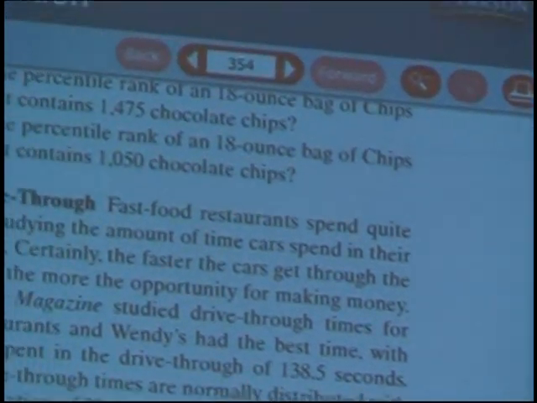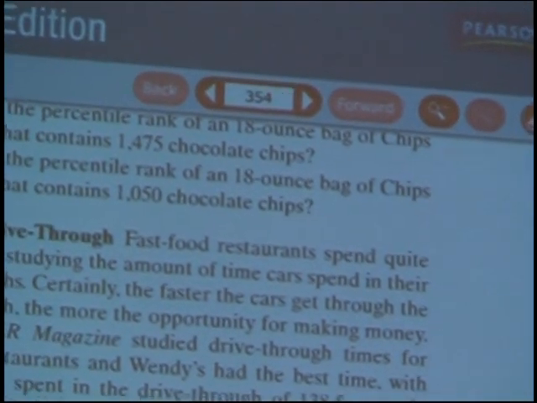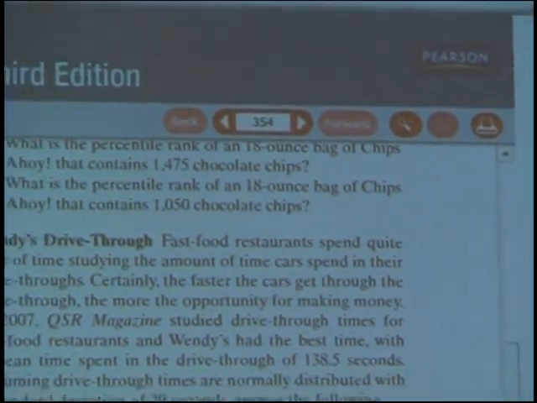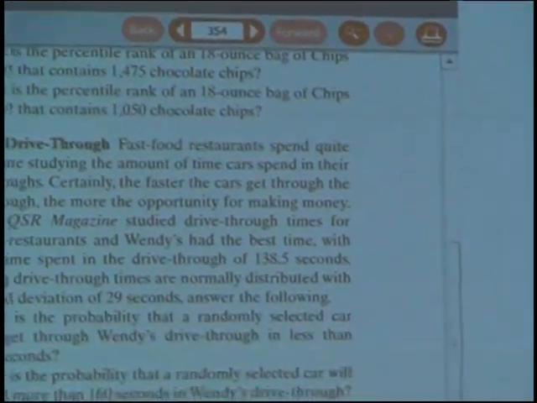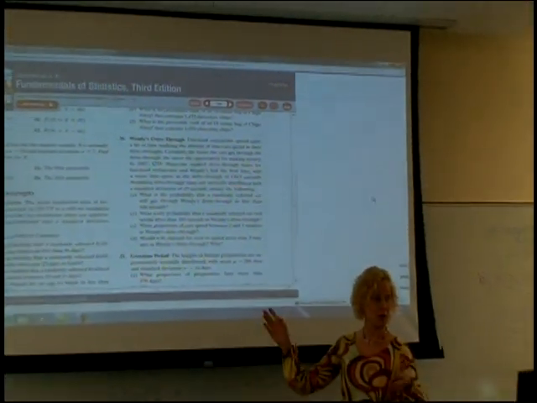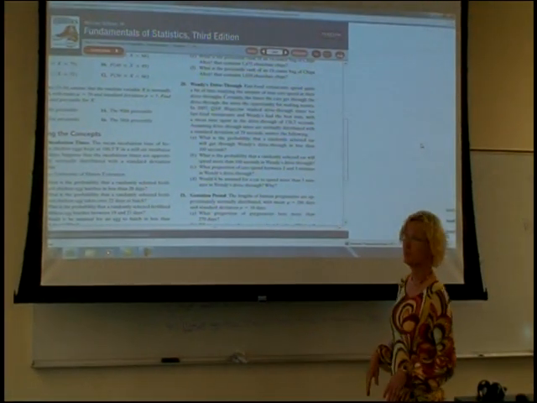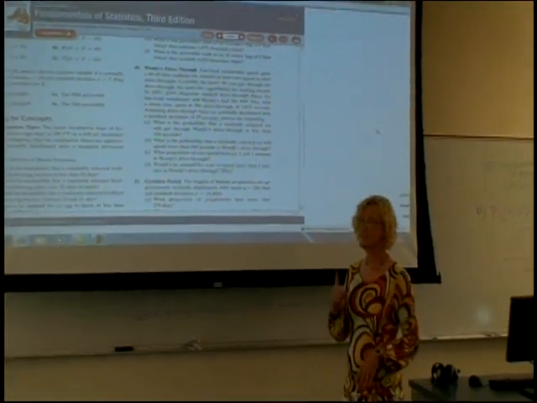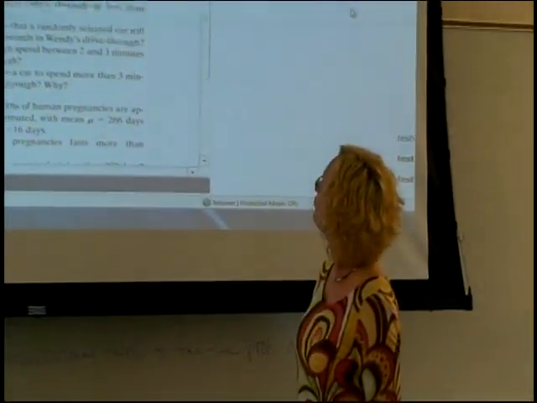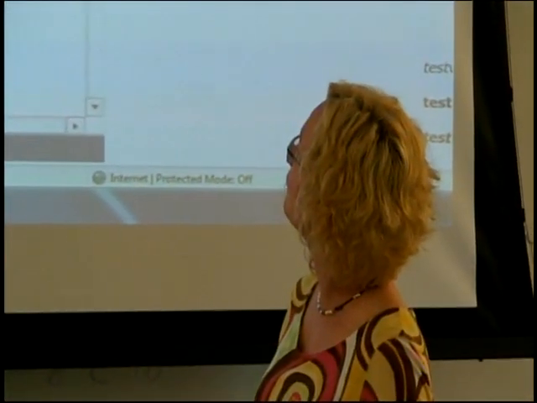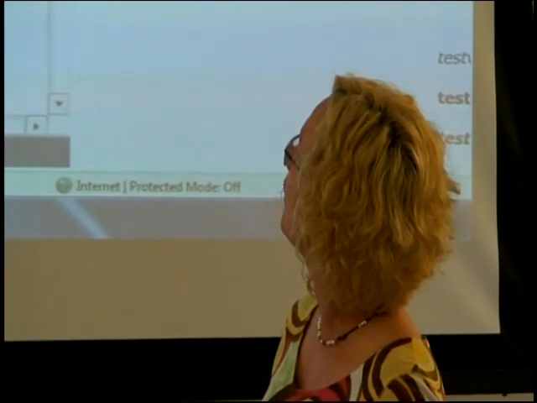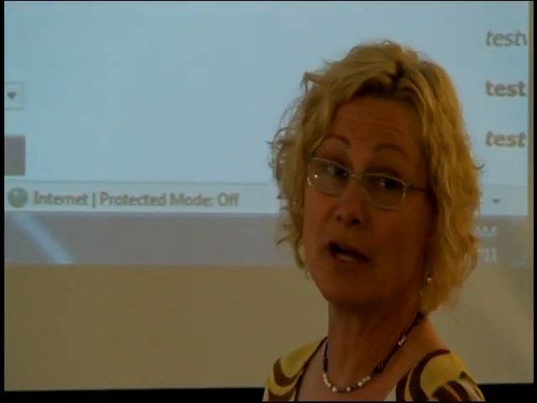Okay, there we go. Fast food restaurants spend quite a bit of time studying the amount of time cars spend in their drive-thrus. People want to get their stuff and go, right? That's the point. They want to be fast. That's why they call it fast food, I'll bet. Certainly, the faster the cars get through the drive-thru, the more the opportunity for making money. Well, that too, right? You get to service more people.